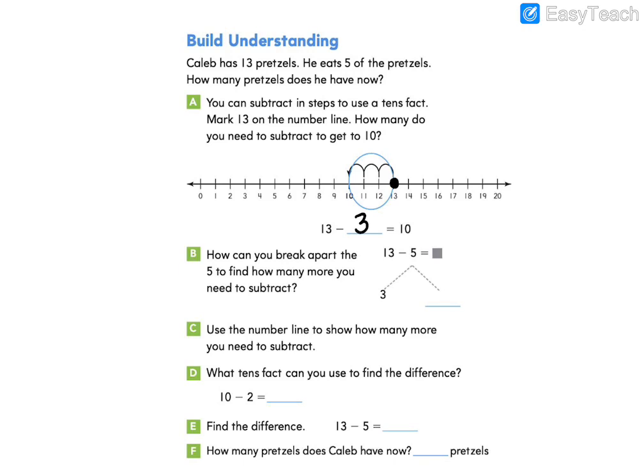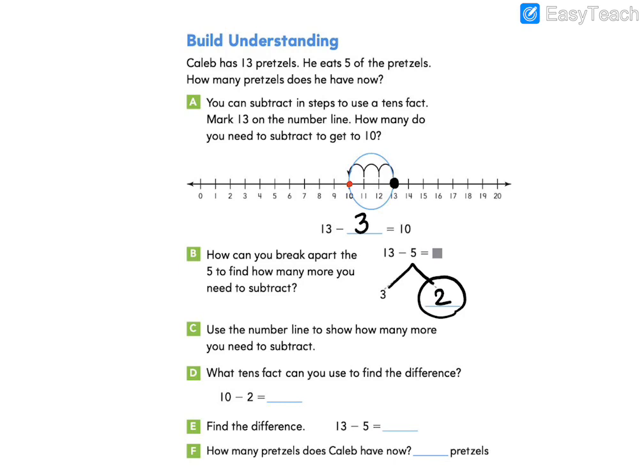Letter B asks us, how can we break apart 5 to find how many more we need to subtract? I know that 5 is made of 3 and 2. So I need to subtract 2 more. We're going to use the number line to show that.